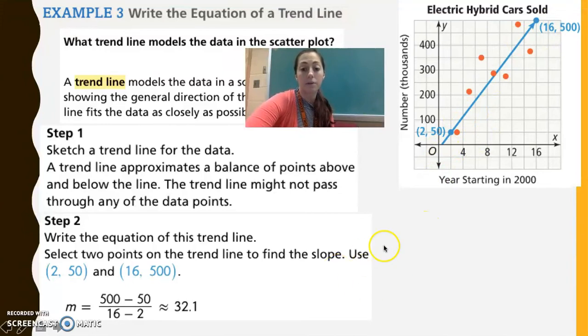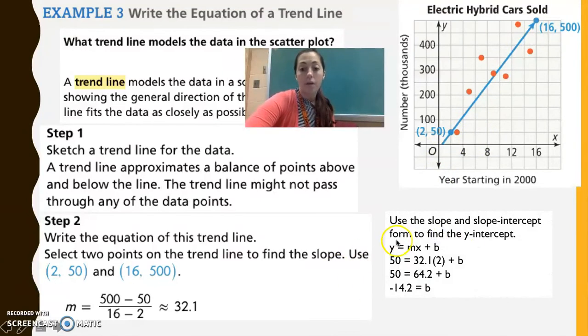So use slope-intercept form, y equals mx plus b. Plug in your y value. Pick either point. I'm going to pick 250 just because they're smaller numbers to multiply by. So I put in 50 for y, 2 for x, and my slope is 32.1. What do I not know? My unknown is b. So I multiply 32.1 times 2, 64.2. Then I subtract 64.2 from both sides to get my b value of negative 14.2.